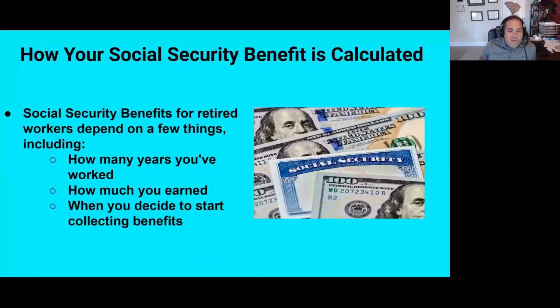I want to share my screen real quick. All right, so how your Social Security benefit is calculated depends on a few things. It depends on how many years you've worked in Social Security covered employment. It depends on how much you've earned in that employment on an annual basis, and it depends on when you decide to start collecting Social Security benefits. So there's a little more to it than that.